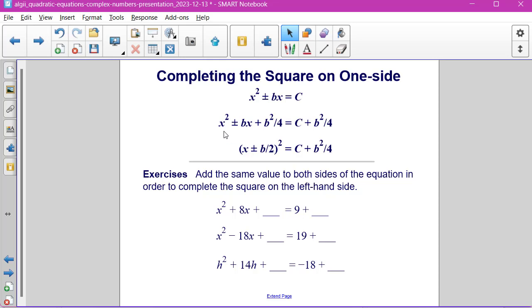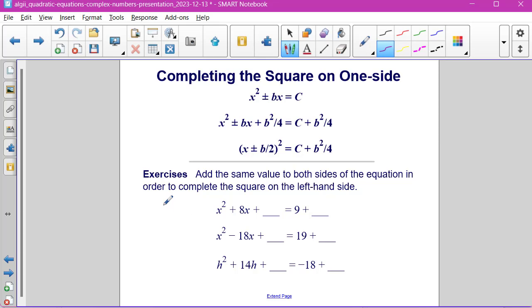And then when we factor this left side, it becomes x plus or minus b over 2, and that binomial raised to the second power, and that will be equal to what's on the right side, c plus b squared over 4 that we added to both sides. So let's try some exercises to see how this works. We have x squared plus 8x plus some number is going to be equal to 9 plus that same number. We're going to add it to both sides.